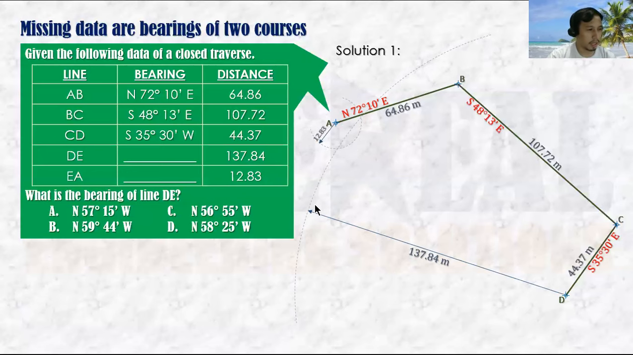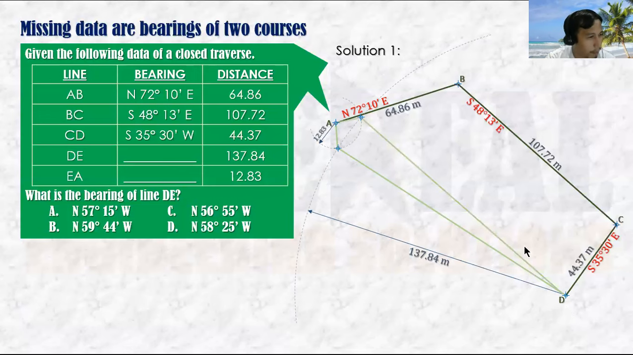So as you can see, these arcs intersect at these points. Yan at yan. So these are the probable locations of point E, no? But as you can see, these are the possible lengths DE at saka EA. Pwede rin ito. But as you can see, parang impossible ito, di ba? It doesn't seem right, no? Ito yung parang the best talaga na sagot or the best talaga na location of point E.